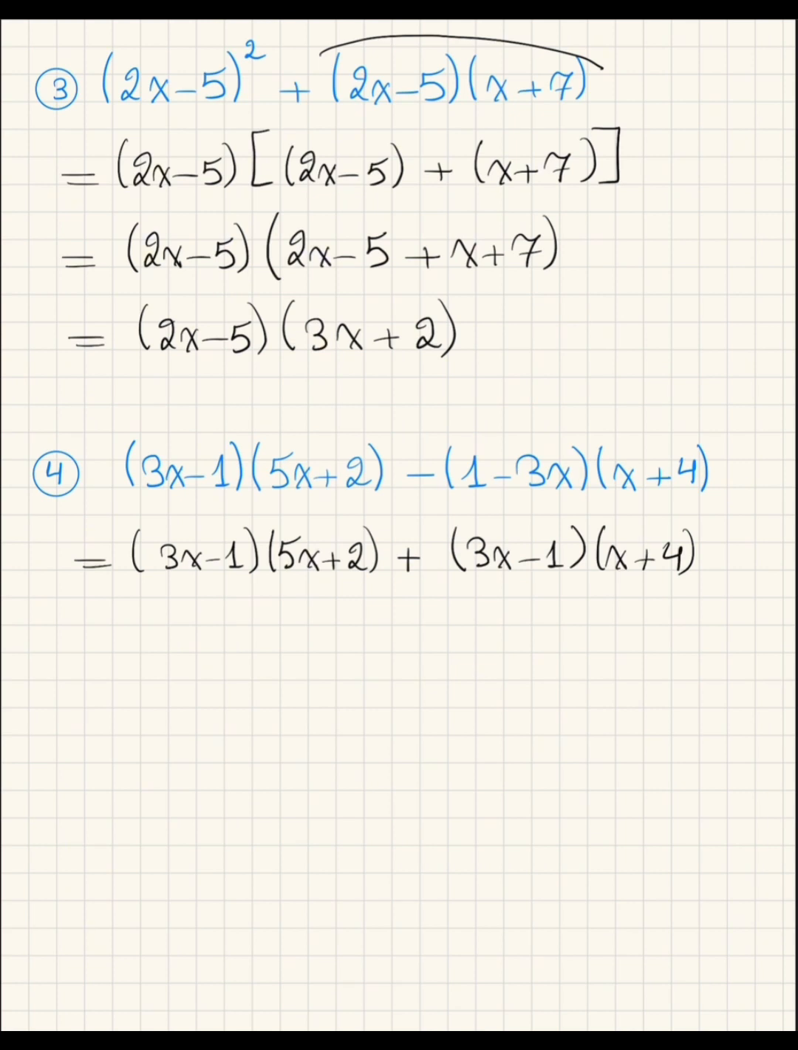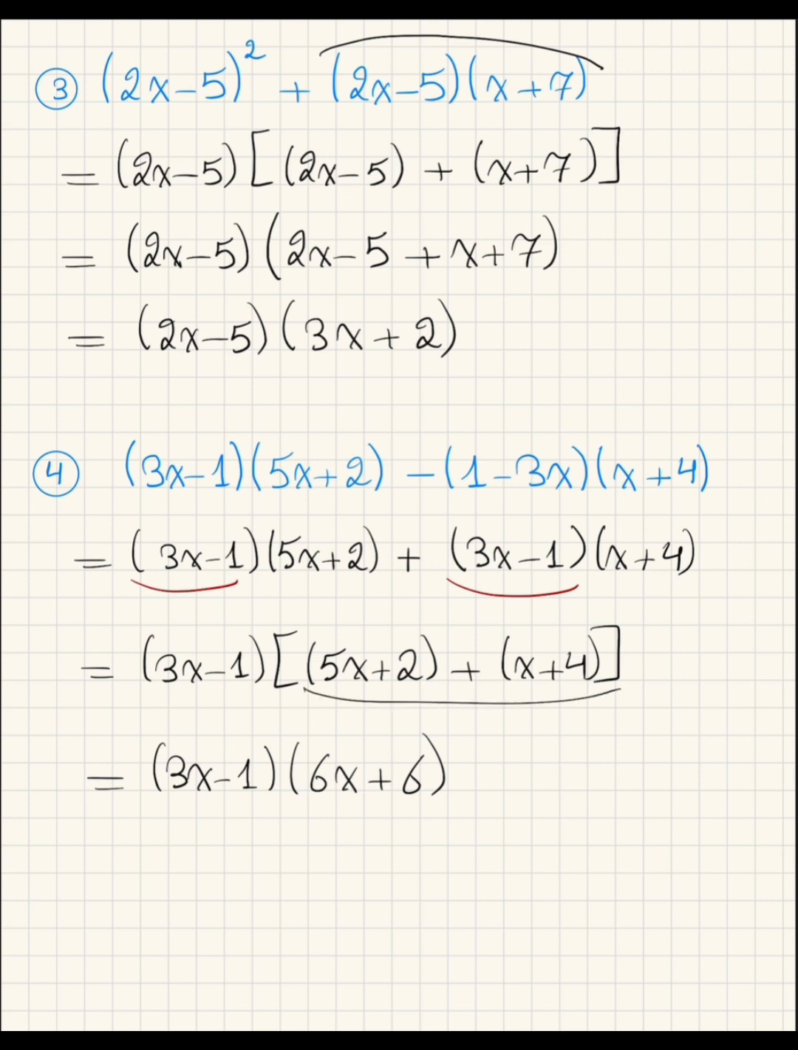Now, I can see the common factor, that is 3x minus 1. I take it out. And what is left inside? That's 5x plus 2 plus x plus 4. If you add the other factor, you will get 6x plus 6. And here I cannot stop. Why? Because another common factor pops up in the second factor, that is 6, which means I must proceed, otherwise the factoring is incomplete. So it's 3x minus 1 times 6 times x plus 1.